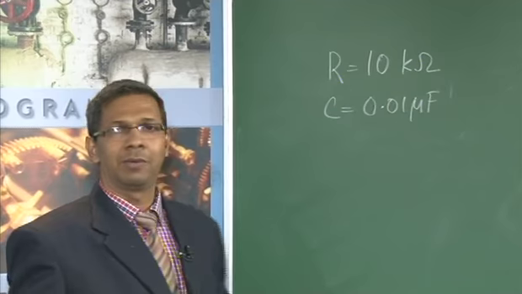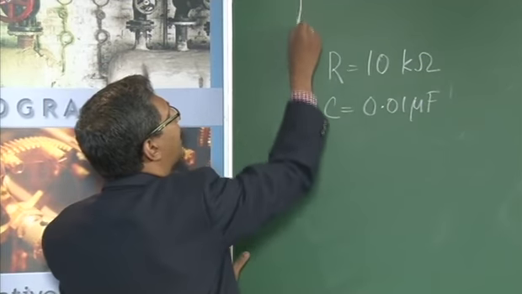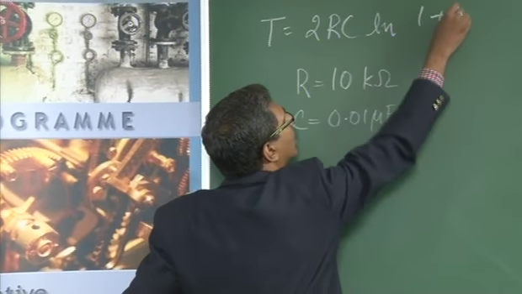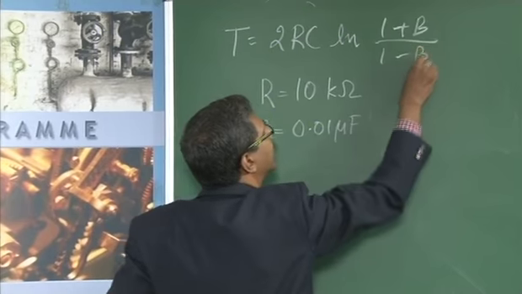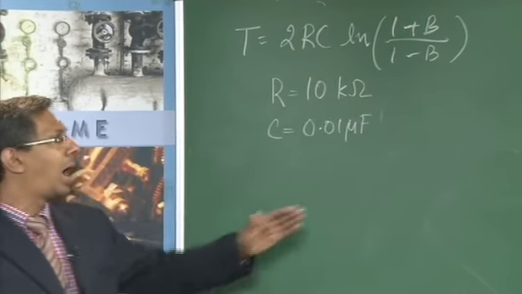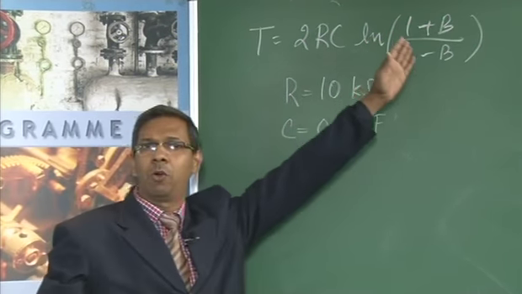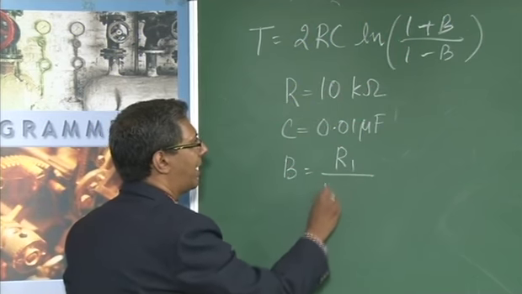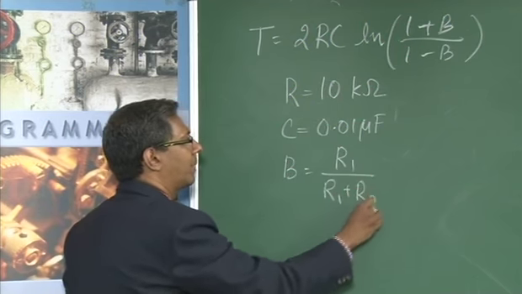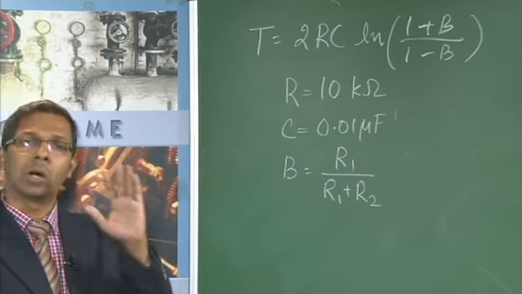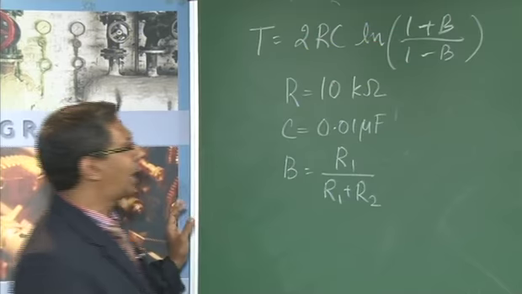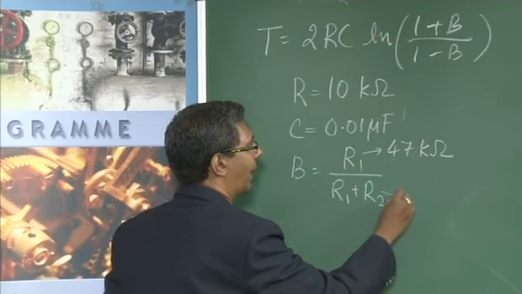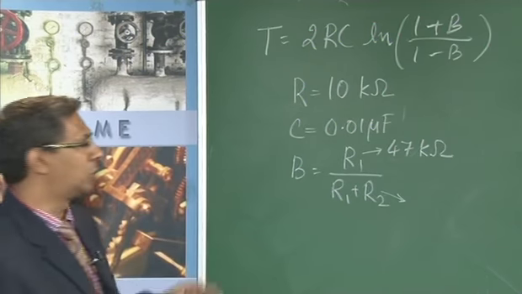The question asks you to find the frequency. They are not asking for the time period. You know the equation for time period, right? T is equal to 2RC ln of (1 plus B) by (1 minus B). R is given, C is given. Can I find out B? Of course, B is nothing but R1 divided by R1 plus R2, and the values of R1 and R2 are also given in the circuit. The value of R1 is 47 kilo ohm and the value of R2 is 10 kilo ohm.